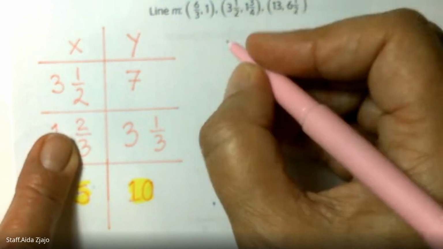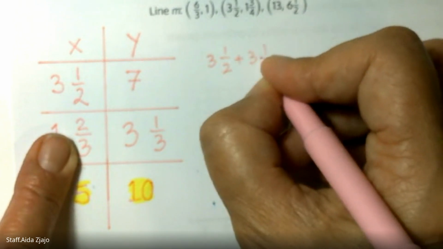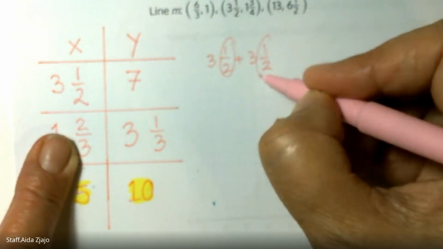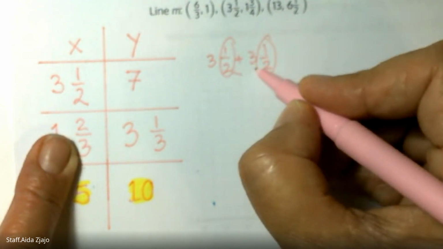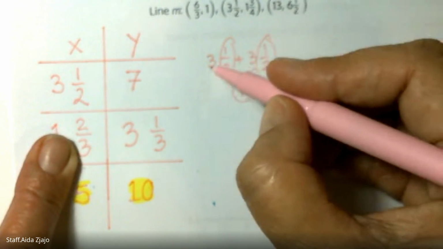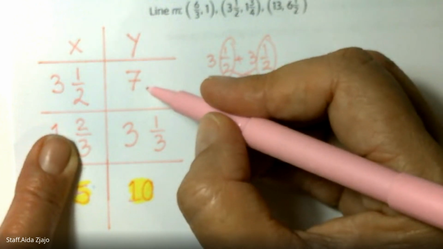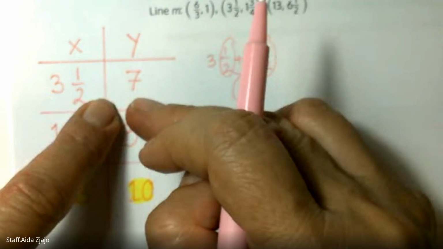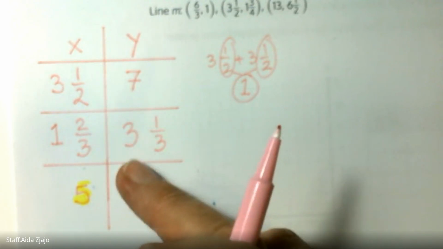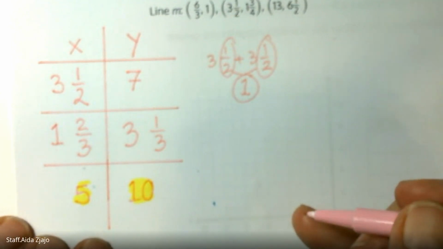So if I have 3.5 plus 3.5, this half and half will make a whole. So that makes 3 plus 3 is 6, plus 1 makes 7. So it works: 3.5 times 2 makes 7. But let's see, does it work for the third one? It has to work for every pair.